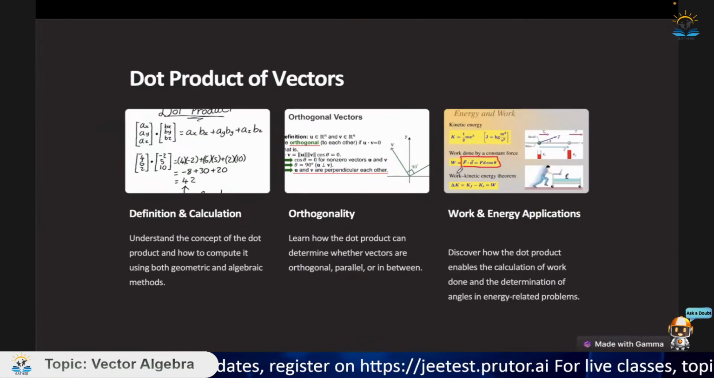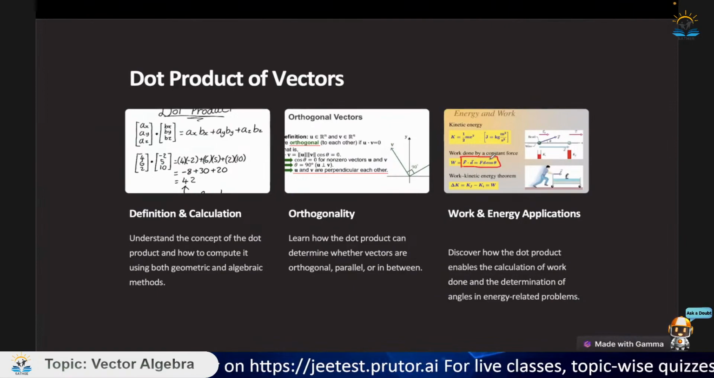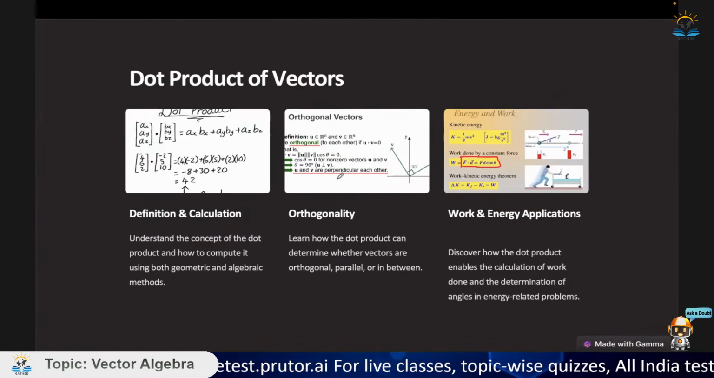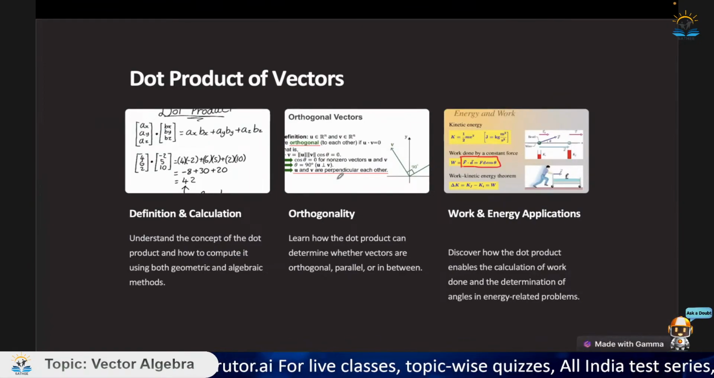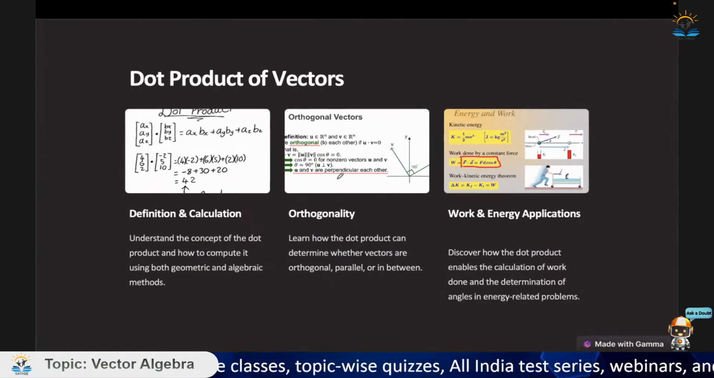a dot b, where the force vector is a and the displacement vector is b, then it is f d cos theta. So this is the definition of the dot product. This is a very simple definition. So we will see the application of this.